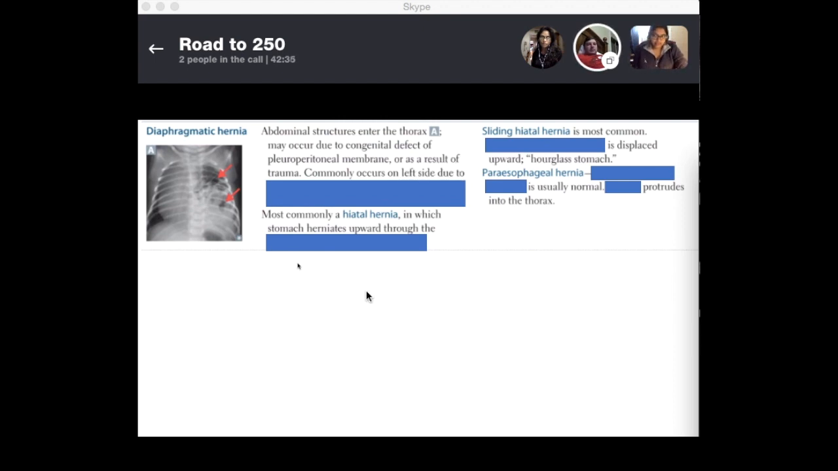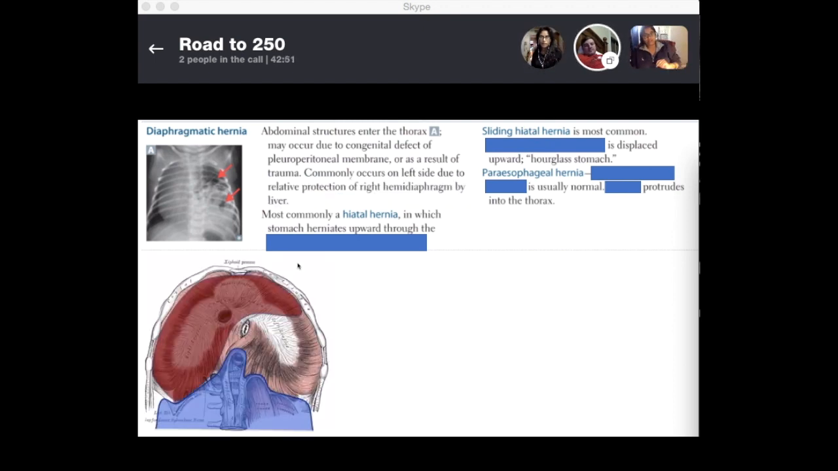And why does it occur on the left side rather than the right side, or more commonly on the left side? Because we have the liver protecting and the pleuroperitoneal folds finish on the left side. Yeah. So mainly because we have this nice big liver here that protects the right side.